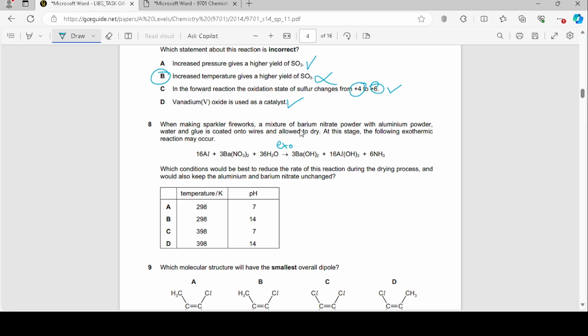You want to keep the aluminium and barium nitrate unchanged, right? Which means you want the left hand side of the reaction to be favored, is it? But you also want the rate of the reaction to be reduced.